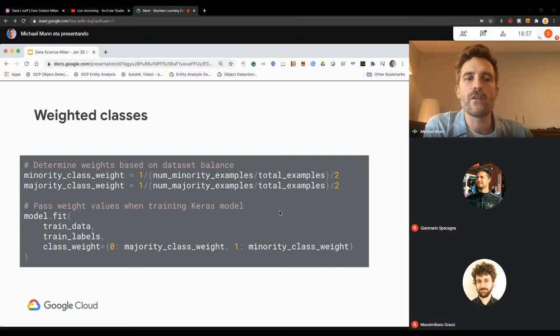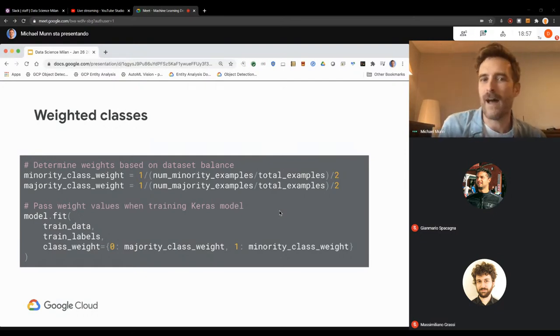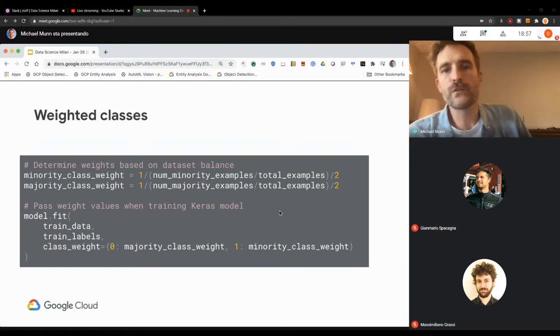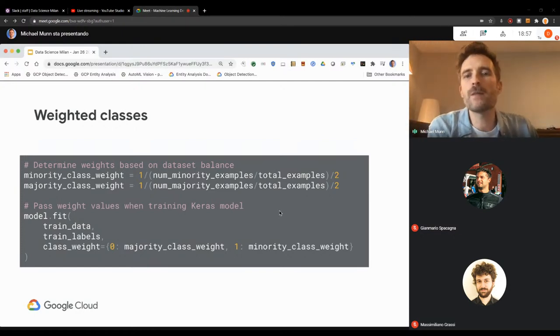This is a way you can incorporate a weighted class into your Keras model when you're training. As a rule of thumb, you'll define a class weight for your minority class and your majority class. This can look like the first two lines of code here, where we set up our class weights. For either one, what we're taking is one over the number of examples we have in our minority or majority class, multiplied by the total number of examples, and then divided by two because we have a binary classification problem here.